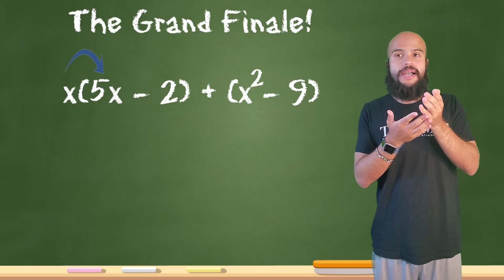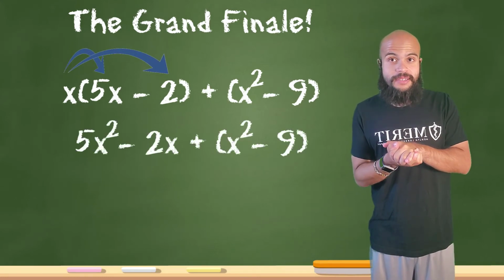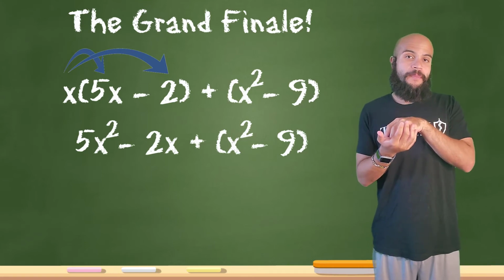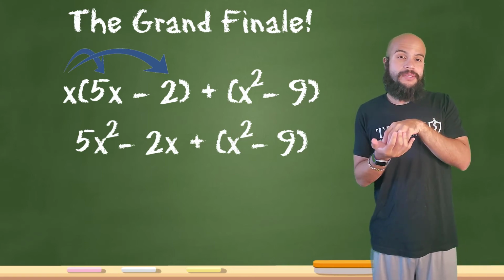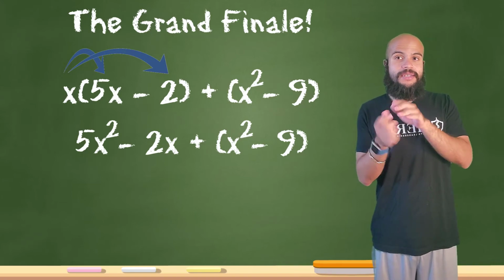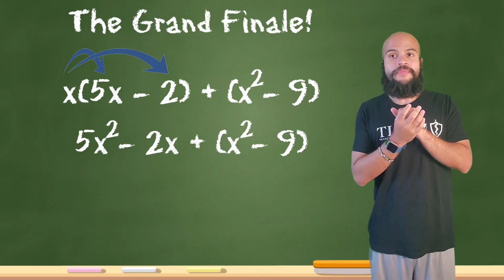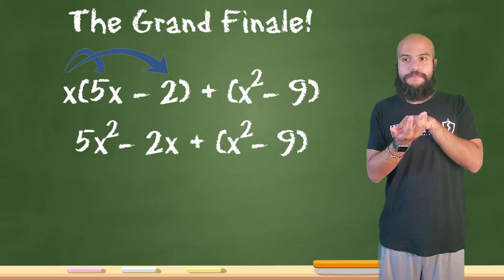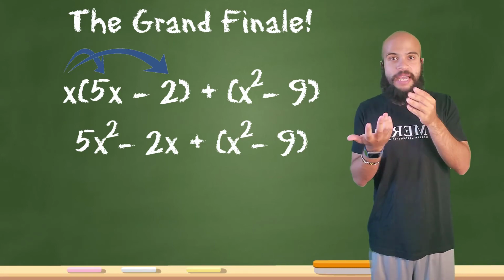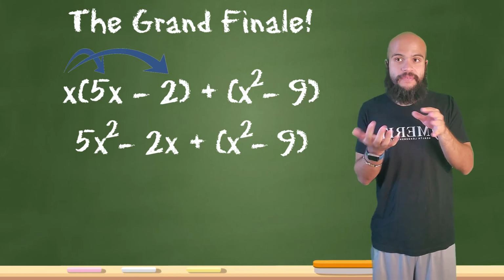When we distribute the x, we end up with 5x squared, a negative 2x. The x squared component comes from x times x. So when you distribute that x, you have 5x times x, and that x times x gets that x squared. Now look at our expression. We have 5x squared minus 2x, or negative 2x, plus x squared minus 9, or negative 9.